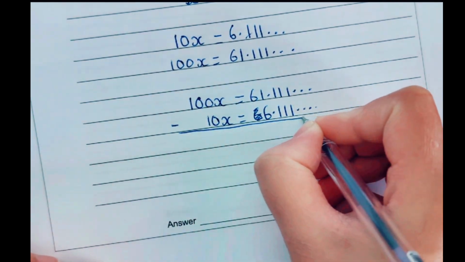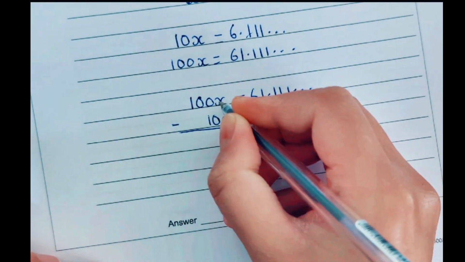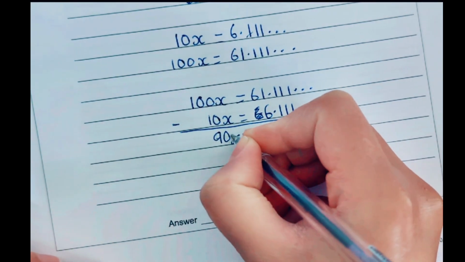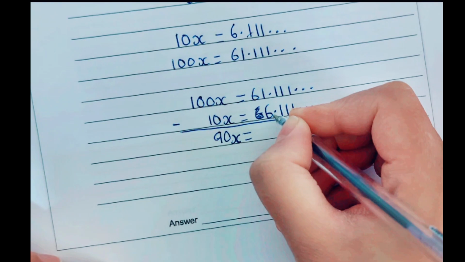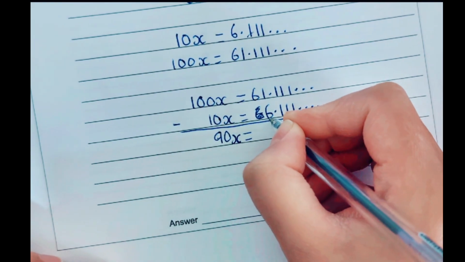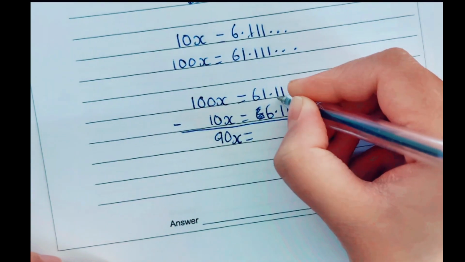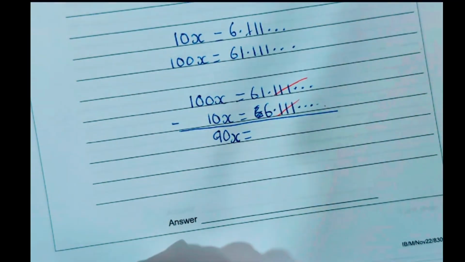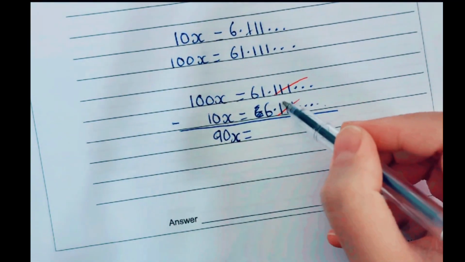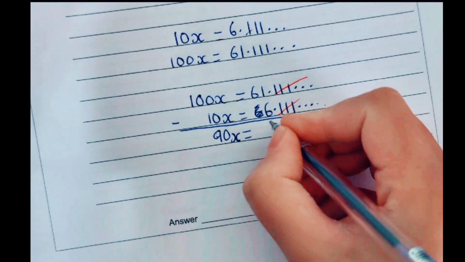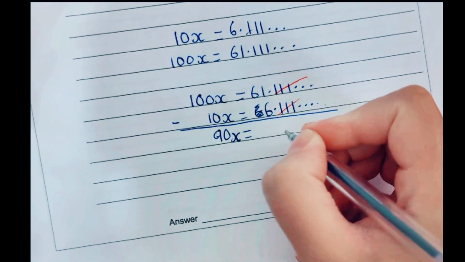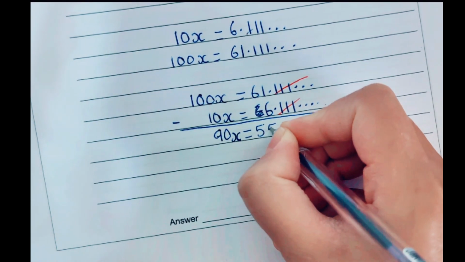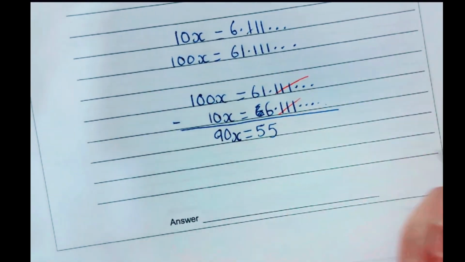If we subtract, 100x minus 10x gives us 90x, and 61.111 recurring minus 6.111 recurring means that these digits will disappear, because all the ones are lined up with the other recurring ones, so they're all going to go. We'll just be left with 61 minus 6, which gets us to 55. So 90x equals 55.